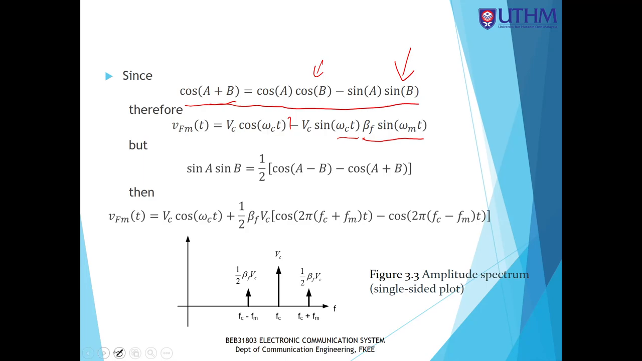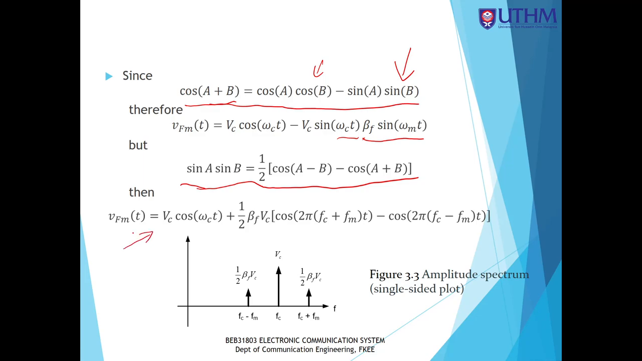So you see that from here we have VFM T is equal to VC cos omega CT minus VC sine omega CT multiplied with beta F sine omega MT. So from here we can rearrange the equations. Based on trigonometry identity again, sine A sine B is equal to 1 over 2 cos A minus B minus cos A plus B. So ini adalah trigonometry identity. Based on this, we can rearrange the equations to become like this.